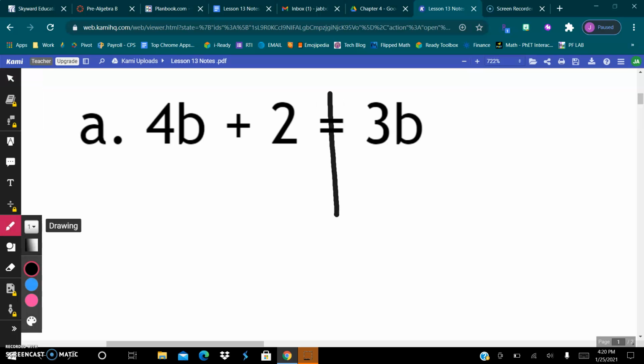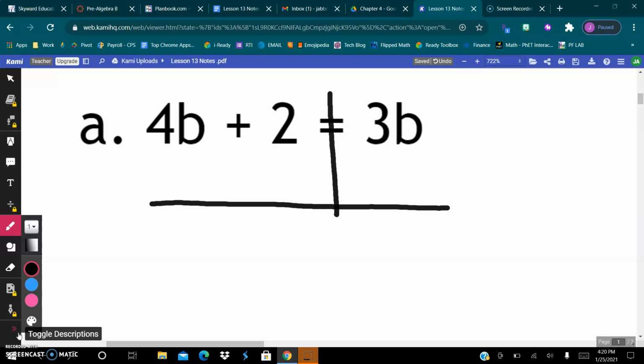So we have 4b on one side and 3b on the other. Now, it really doesn't matter which one we move first, but I always suggest moving the smaller of the two, just because that alleviates us working with an extra negative sign. And the more negative signs we have, the more likely we are to make a mistake. So that's why I always suggest to move the smaller one first. So 3 is smaller than 4, so that's a positive 3b over here.